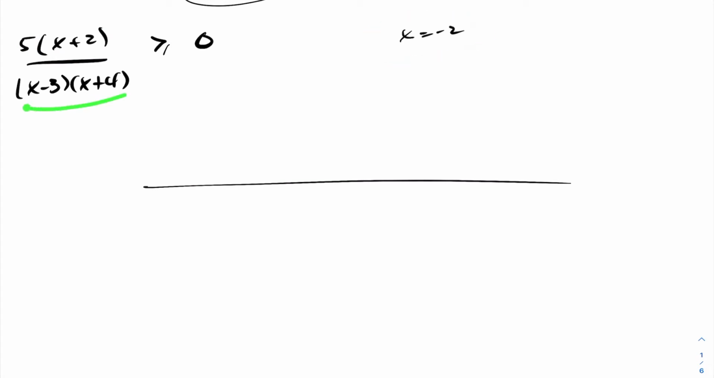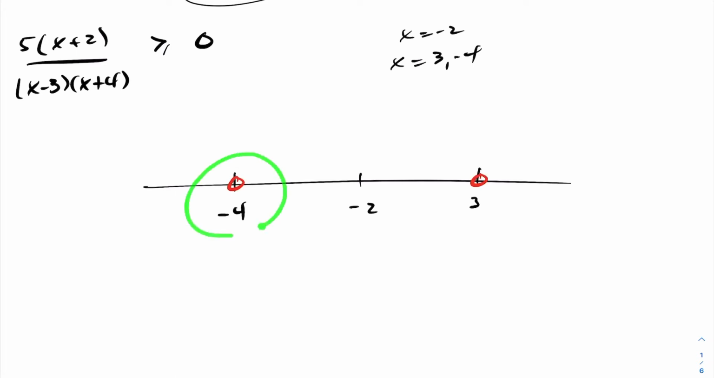We also want to look at when the bottom is going to be 0. These are the points where the inequality is undefined. Well, that's also going to be at x equals 3 and -4. Plotting these on our number line, we have the following. So you'll notice here I've plotted the 2 points where my rational inequality is undefined.